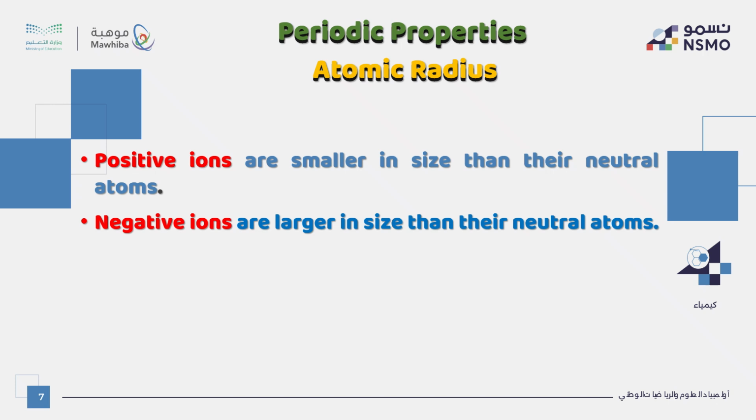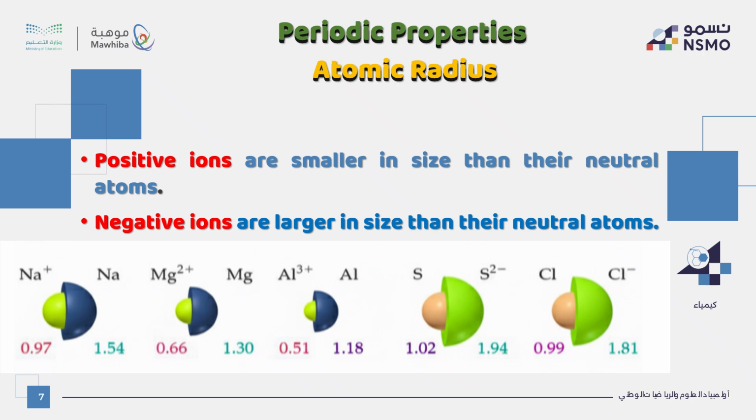This occurs because when electrons are lost, electron-electron repulsion decreases, and the remaining electrons are attracted more strongly to the nucleus. As a result, the electron cloud contracts, making the ion smaller.